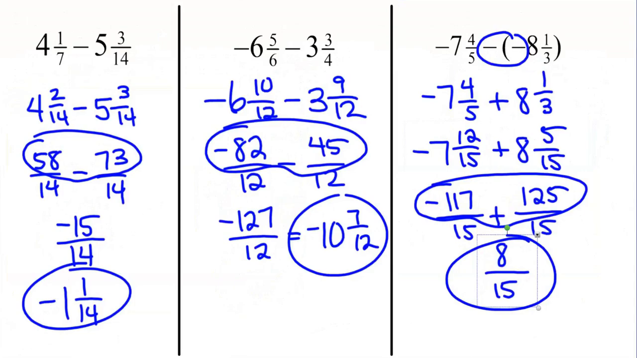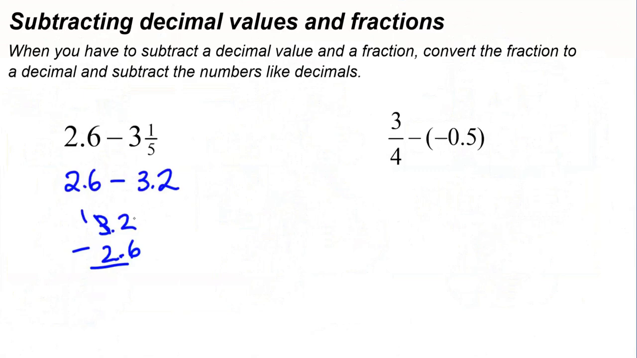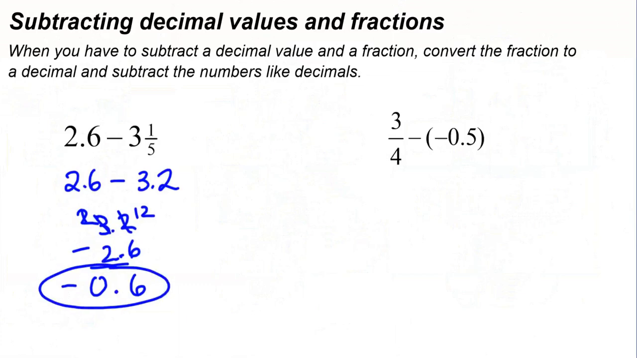Lastly, subtracting decimals and fractions. What if we have a mix again? Again, we're going to change them all to decimals and then do our operations on them. So 2.6 minus 3 1/5. This would be 2.6 minus 3.2. And I'm going to end up negative. So these are going to be canceling each other out here. So 3.2 minus 2.6 gives me 0.6. That's going to be -0.6.